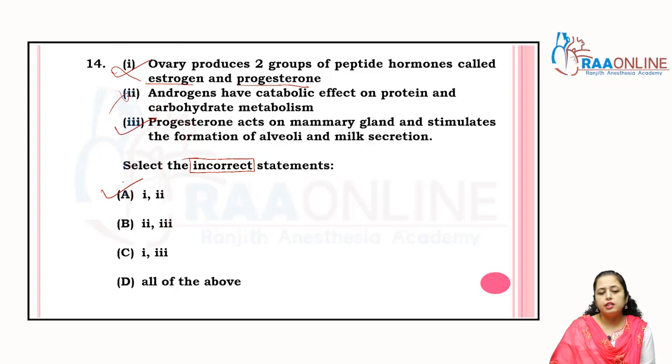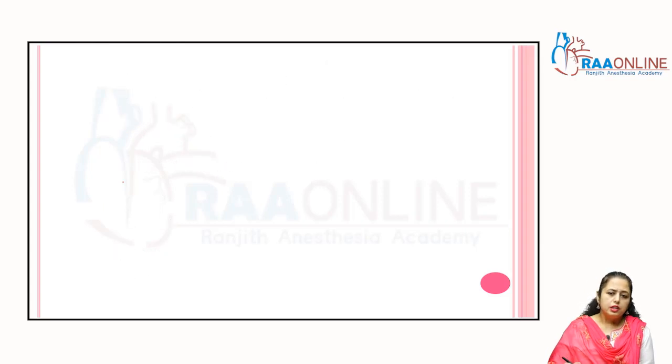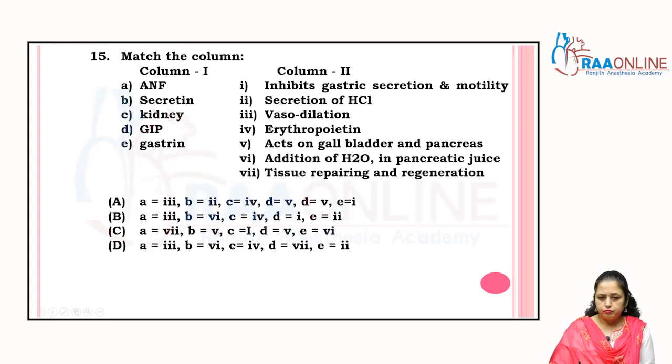The ovary secretes estrogen and progesterone, but both of these are steroidal hormones, right? They are not peptide hormones. Clear? And androgens are related with the sex hormones, right? So they don't have catabolic effects on protein and carbohydrate metabolism. Now come to the next one.